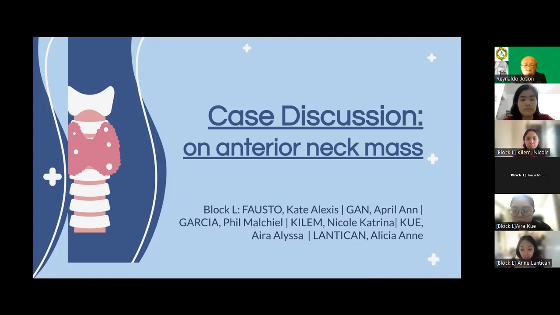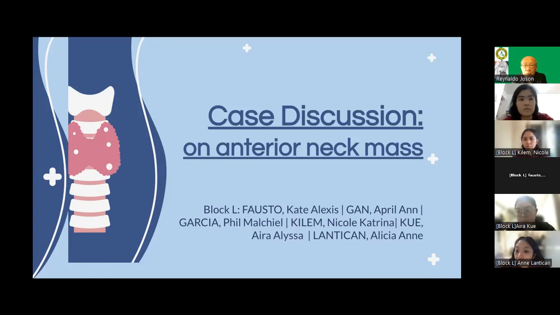Number two, if it's anterior, in the front, you try to determine whether it is associated with the thyroid, because that's the most common source of an anterior neck mass. Whether it's on the midline or on the lateral. Kasi anterior can be midline, can be lateral. So if the mass is lateral, you think of lymph nodes. If you determine that the mass is in the midline or paramedian, then you think of the thyroid.